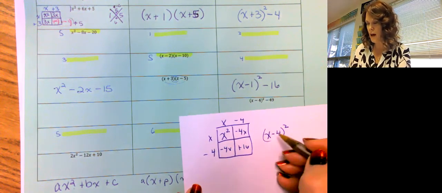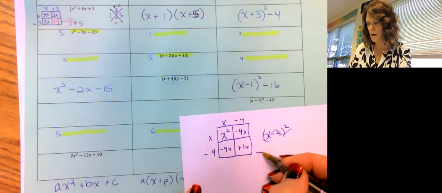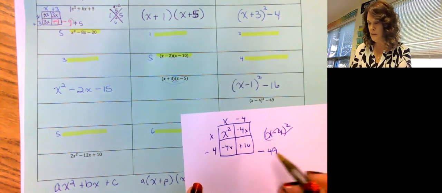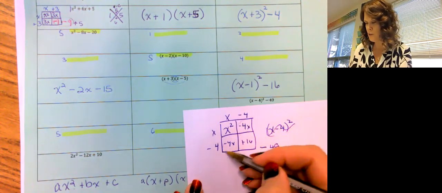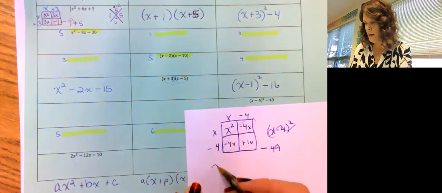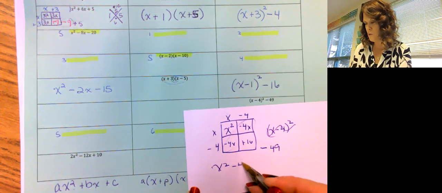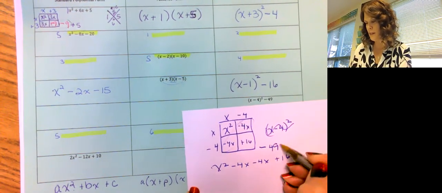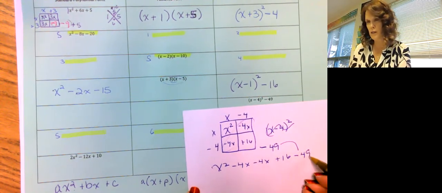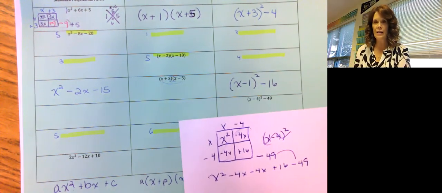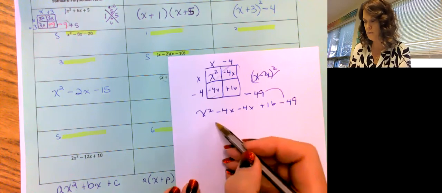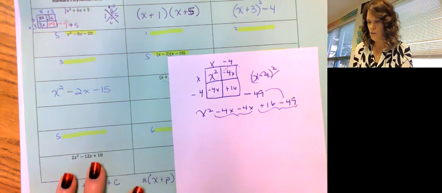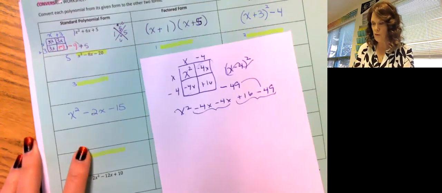But we still have this minus 49 over here, don't we? So if I express this as standard form, x squared minus 4, x minus 4, x plus 16. Don't forget, minus 49 is hanging out there, right? To get this into standard form, I'm going to combine some like terms. Make sure I'm on the right row here.